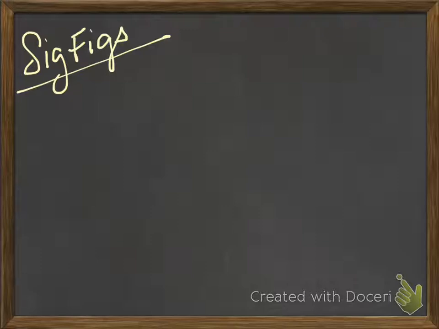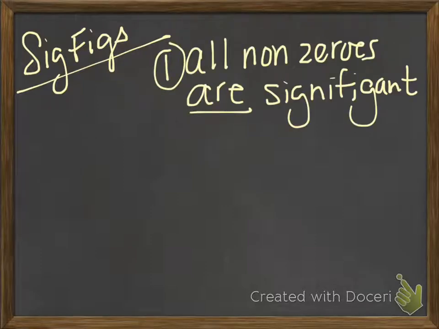We know why we keep track of sig figs. We use them to show how precise a measurement is. And we started to talk a little bit about what numbers are significant when you haven't made the measurement, but you're handed a number and you have to assume that the sig figs are telling you how precise the measurement is. We said, number 1, all non-zero digits are significant.